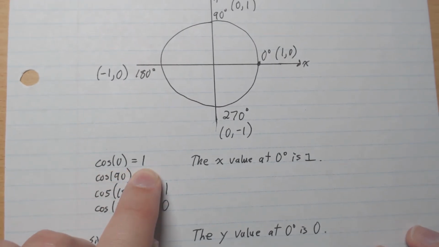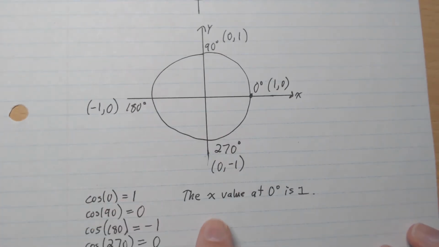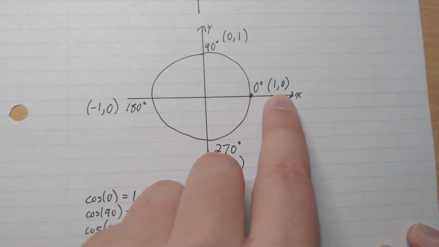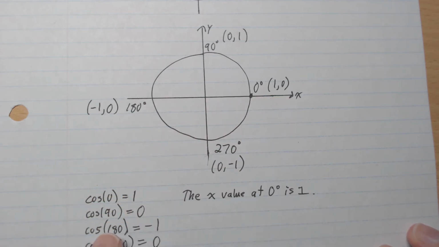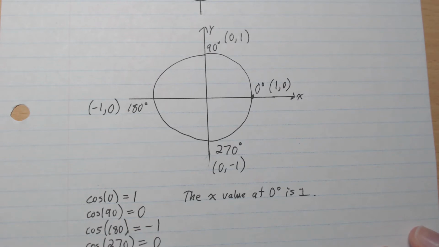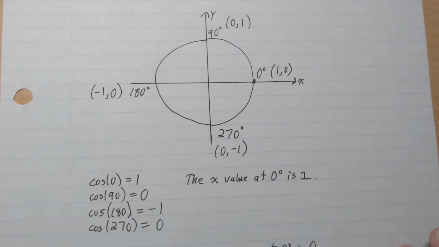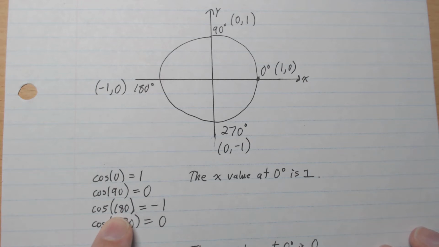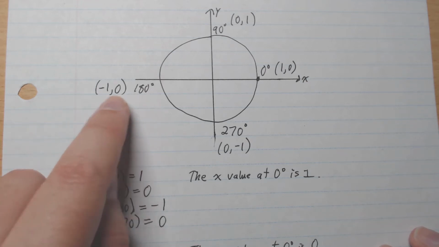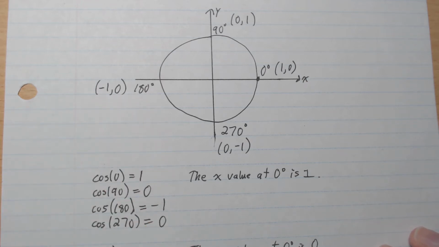Cos of 0 is 1. So the x value at angle 0 is 1. Cos of 90 equals 0. So at 90 degrees, the x value is 0. The x value, cos of theta, is 0. Right? Cos of 180, the x value at 180 is negative 1. Cos of 270, the x value at 270 is 0.